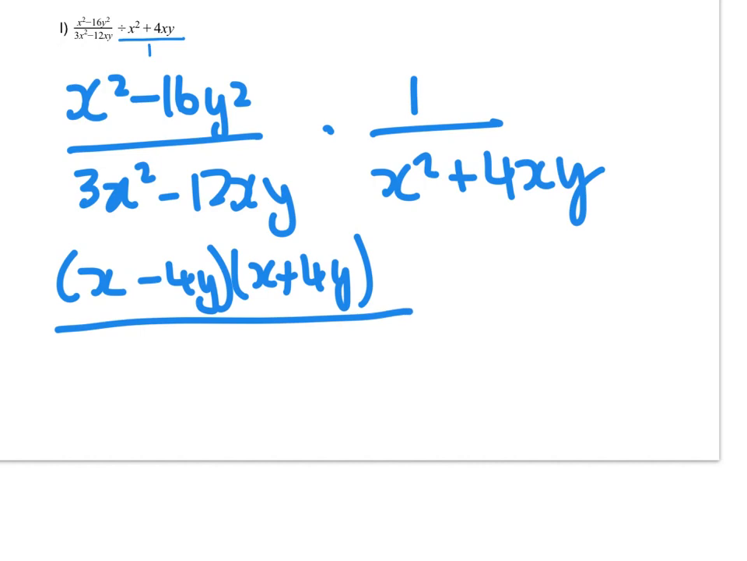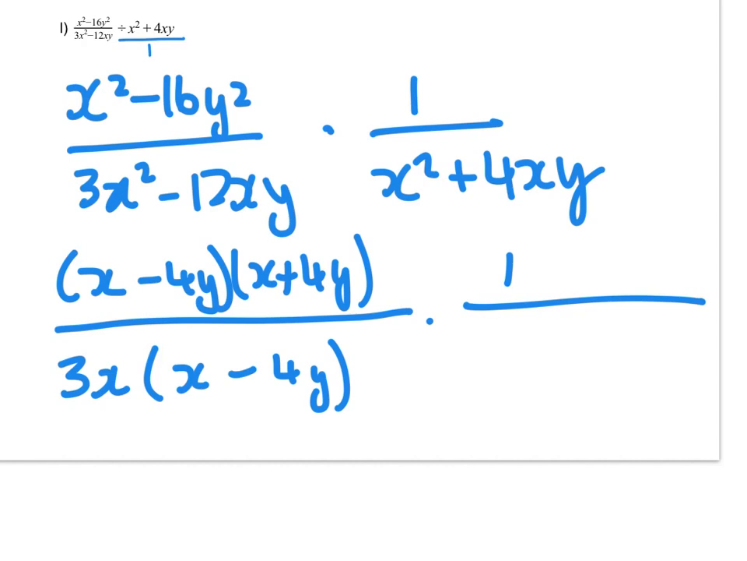Now look at the bottom. It's not something squared because 3 isn't a square, 12 isn't a square, but look, there's a common factor: 3x times x minus 4y. Straight away we're seeing something happening. The 1 can't be factorized because it's just 1. Now look at the bottom here, you have x squared plus 4xy. It's x times x plus 4y.